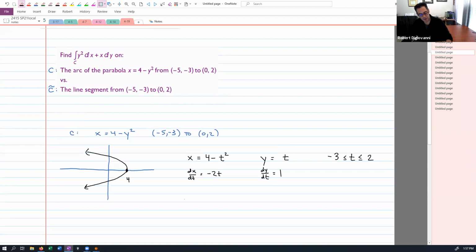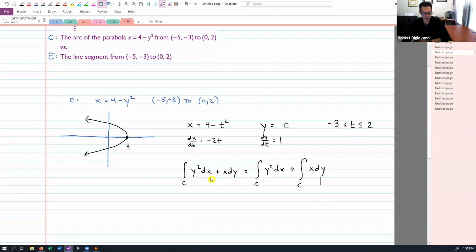Okay, you ready for this integral? The line integral over C of y squared dx plus x dy. By definition, that means the line integral over C of y squared dx plus the line integral over C of x dy. That's just the property that I split these two up.